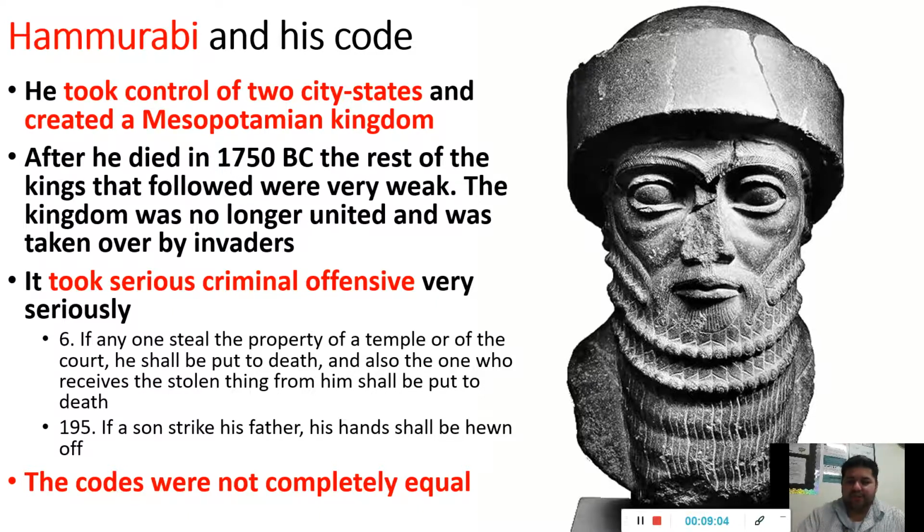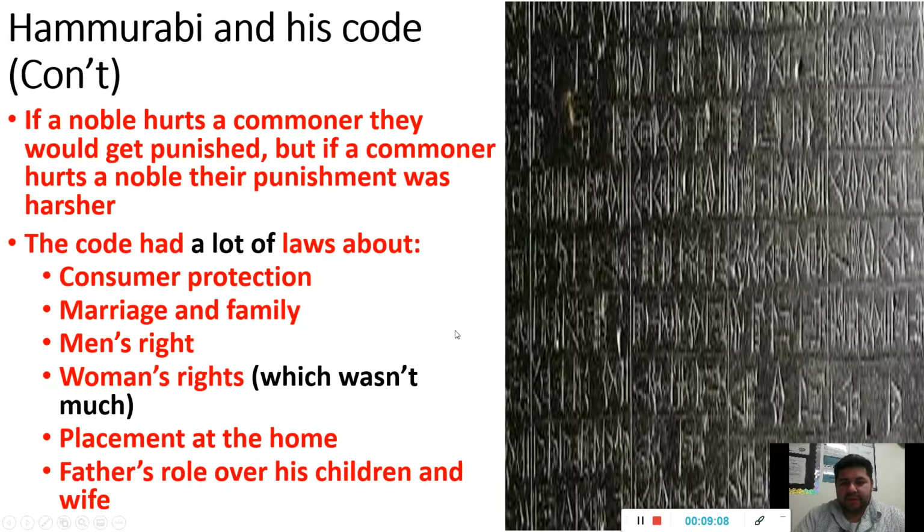Okay, and this statue is a depiction of Hammurabi. What it means by the laws not being equal, in a sense, is, let's say, a noble person, a person who's higher in society, richer, type of thing. If they hurt a common person, they would get punished. They would, right? But if a common person hurt a noble person, their punishment would be harsher.